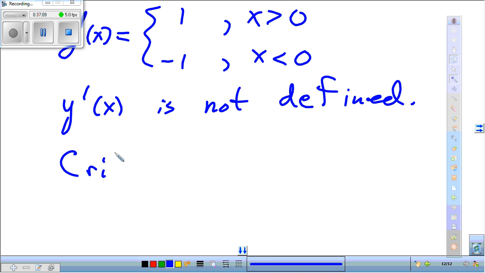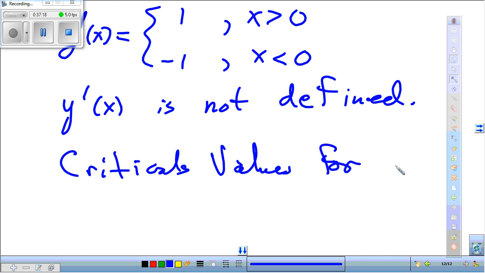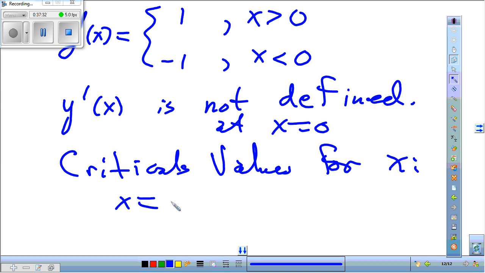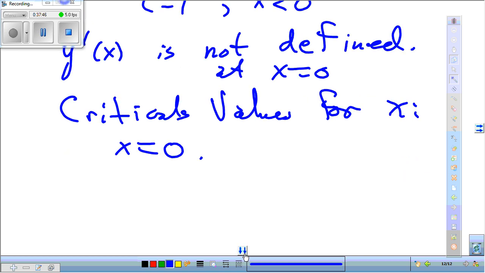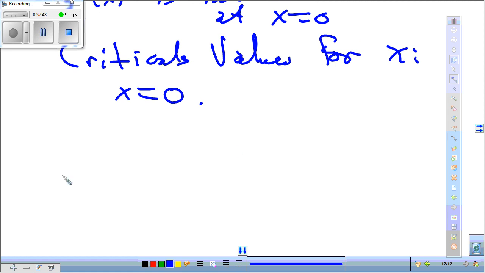So critical values, or I should have put in here, not defined, at x equals 0, the splice. So those critical values for x would be 0, and that's it. It's undefined, and certainly there are no solutions to derivative equal to 0 when it's 1 or -1. So we get a critical value, but it's not a 0 of the derivative in this case.